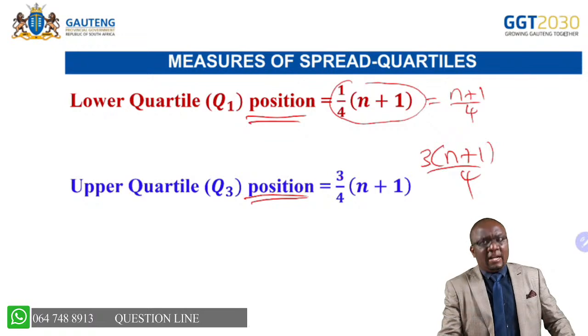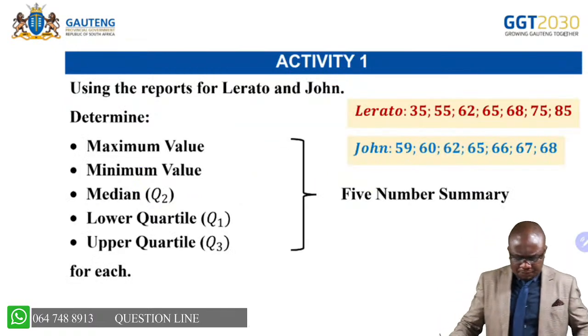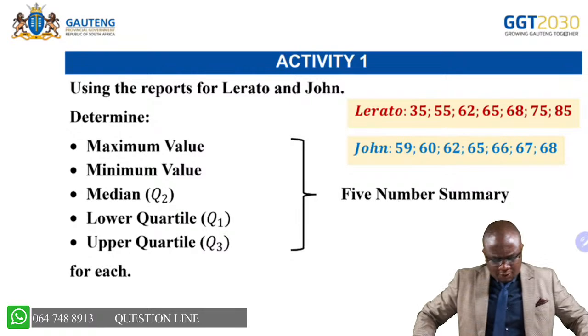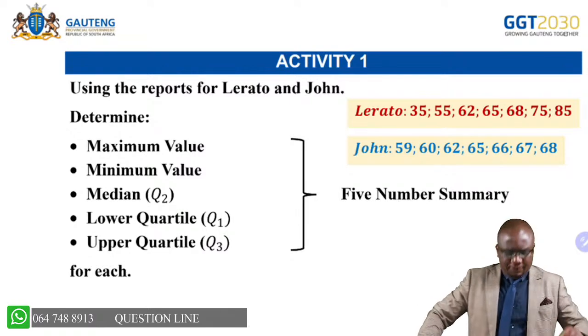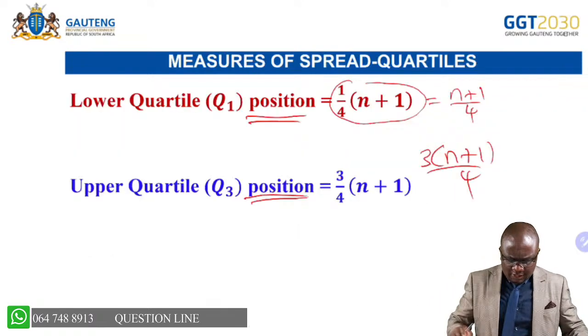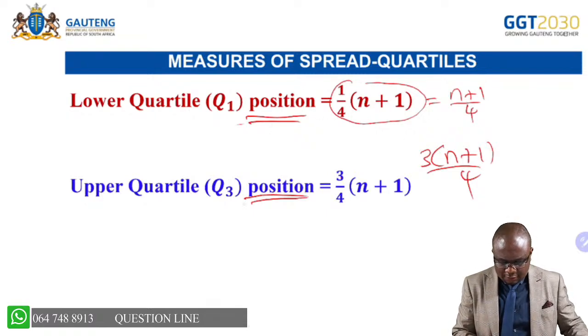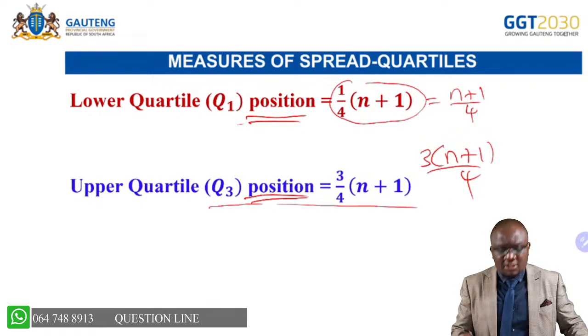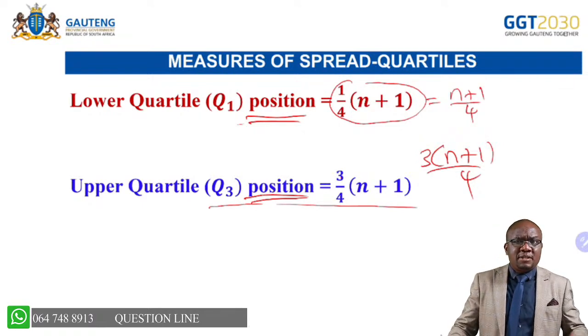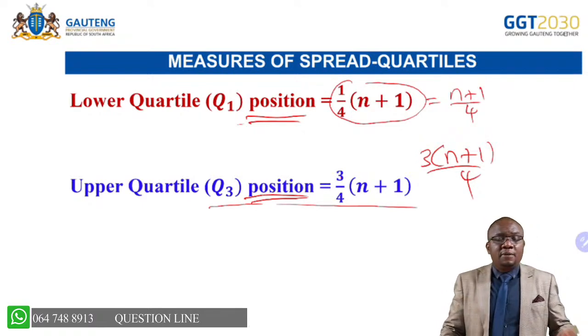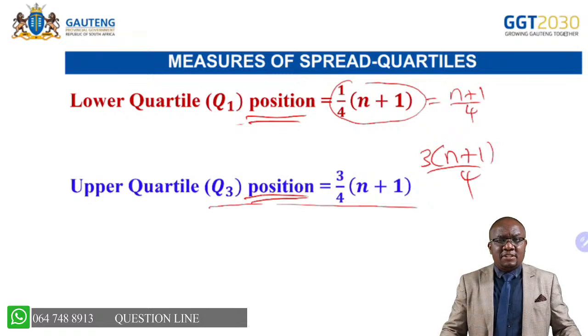Okay? Right. Now, I want us to try this, using the marks for Lerato and John as an activity. Okay, let's go back. I want you to write this. The quartile 1 position, write the formula. Upper quartile position, write the formula. Let's just do that for 30 seconds. Write the two: the formula for finding the position of quartile 1, and the formula for finding the position of quartile 3. Just 30 seconds. Let's try that.